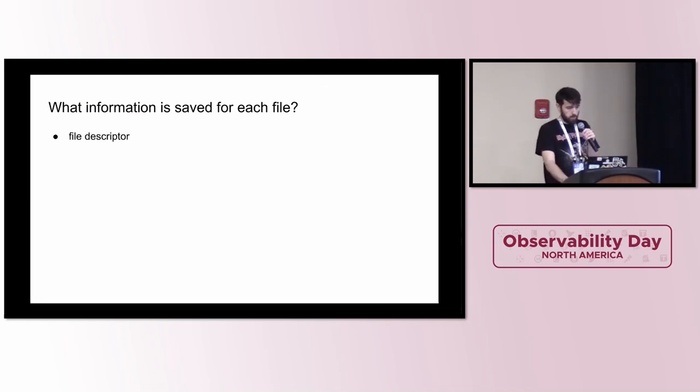The information stored for each file: we have a file descriptor that we're going to be using to read data from later. We have an inode number. This becomes important when we're talking about detecting rotations.